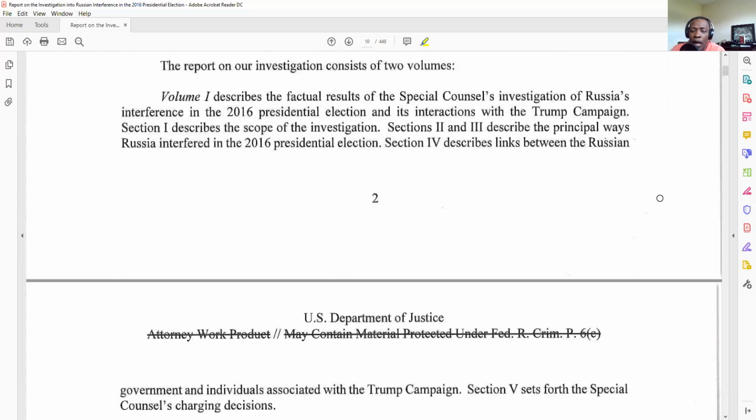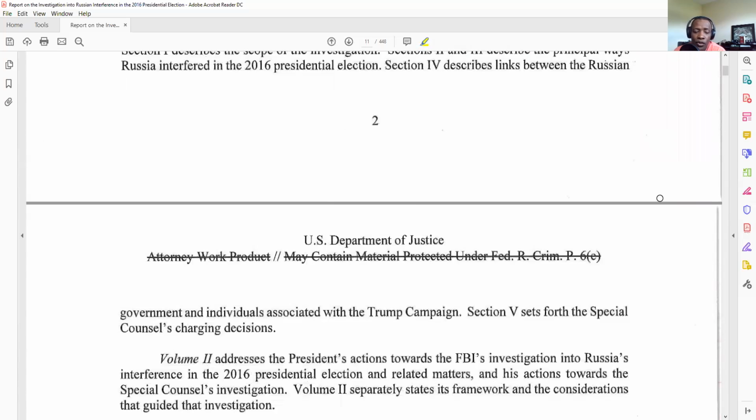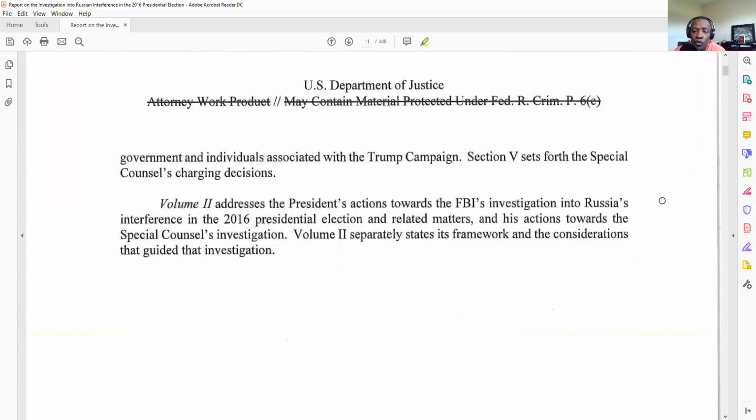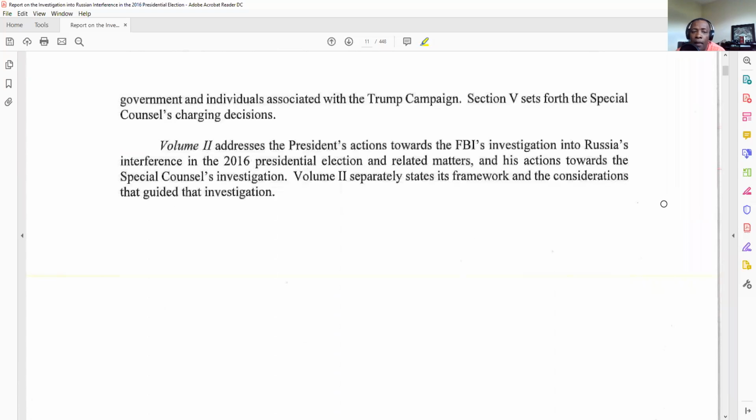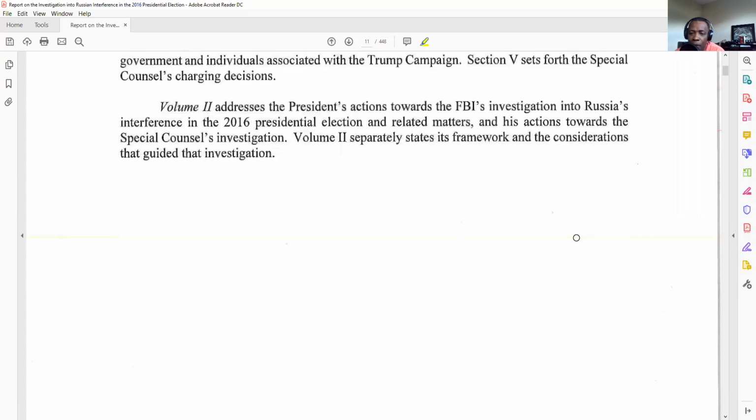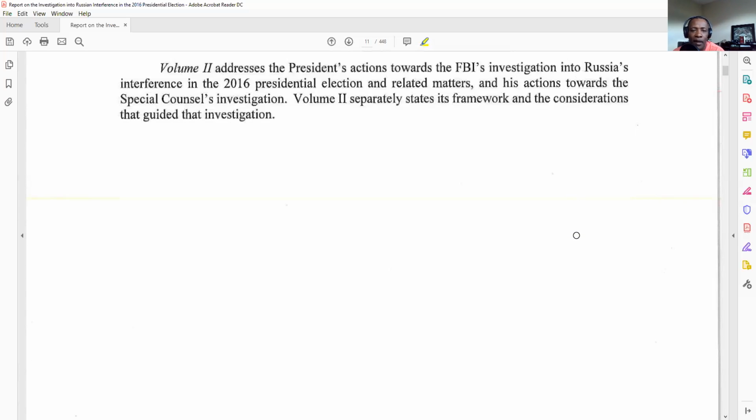Second, it describes the scope of the investigation. Sections 2 and 3 describe the principal ways Russia interfered in the 2016 presidential election. Section 4 describes the links between the Russian government and individuals associated with the Trump campaign. Section 5 sets forth the special counsel's charging decisions. Volume 2 describes the president's actions towards the FBI's investigation into Russia's interference in the 2016 presidential election and related matters, and his actions towards the special counsel's investigation. Volume 2 separately states its framework and considerations that guided the investigation.